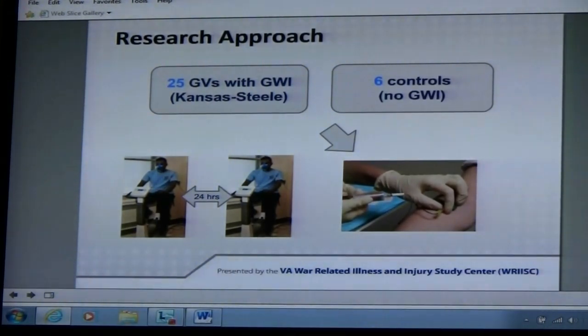So this preliminary data we'll present right now is just the analysis of the blood samples. What we have now is a complete analysis on 25 Gulf veterans with Gulf War illness, and we're able to complete analysis on 6 controls.